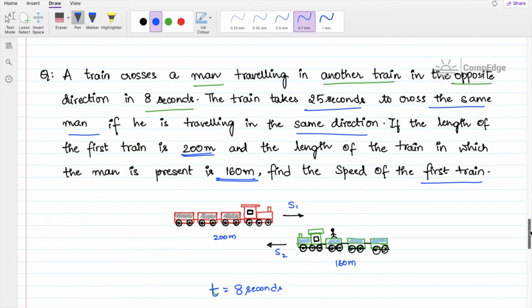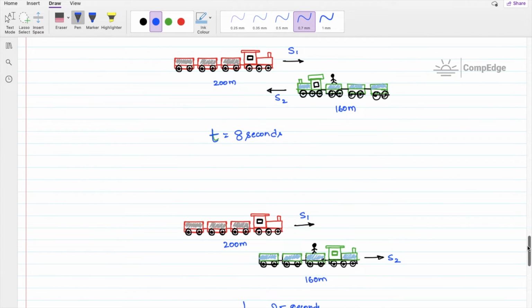Now, what do we consider? Should we consider the train and the stationary object moving in the same direction, or the train and the object with a particular length? If you can see here, the question asks that the train has to cross this man. So we have to be careful that even though the length of the train in which the man is present is given, this is redundant information. This is not required for us, because the train has to cross this object, which is moving in the opposite direction in one case, and in the same direction in the other.